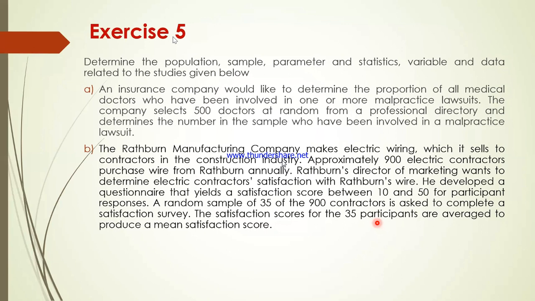So to identify what parameter or numerical measure we use, whether it's average or proportion or median or variance or standard deviation, you have to get it from the given scenario. Then after identifying that numerical measure, you connect with the population for the parameter and link with the sample for the statistic. That's fine.